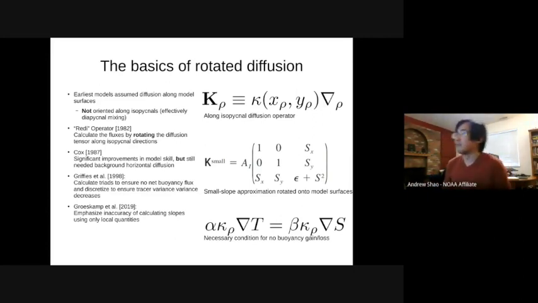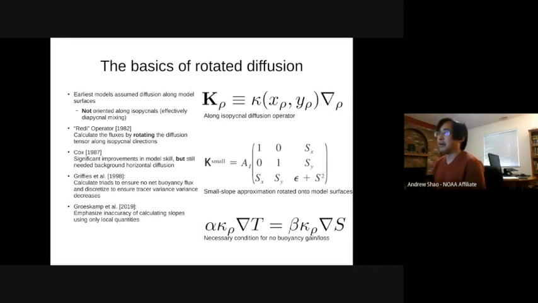This has been done for quite a long time. One of the things this is also called is Redi type diffusion, because Redi back in 1982 formalized the tensor form of the algebra and showed a way that you could calculate the fluxes by rotating the diffusion tensor along these isopycnal directions. From the coordinate of the model, you rotate the diffusion tensor so that you have not just horizontal diffusive fluxes but also vertical fluxes, and those two together are oriented along an isopycnal plane.